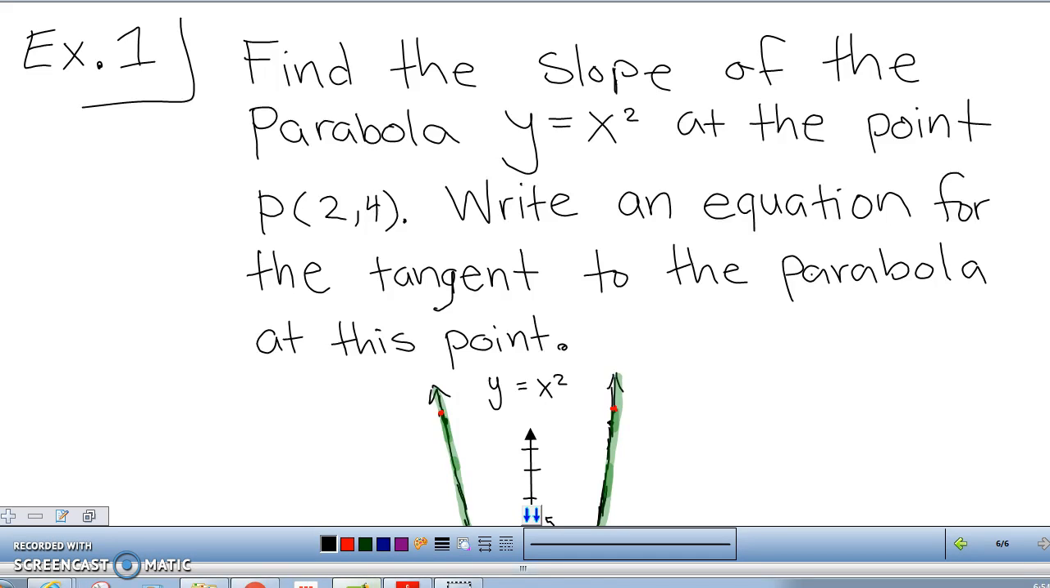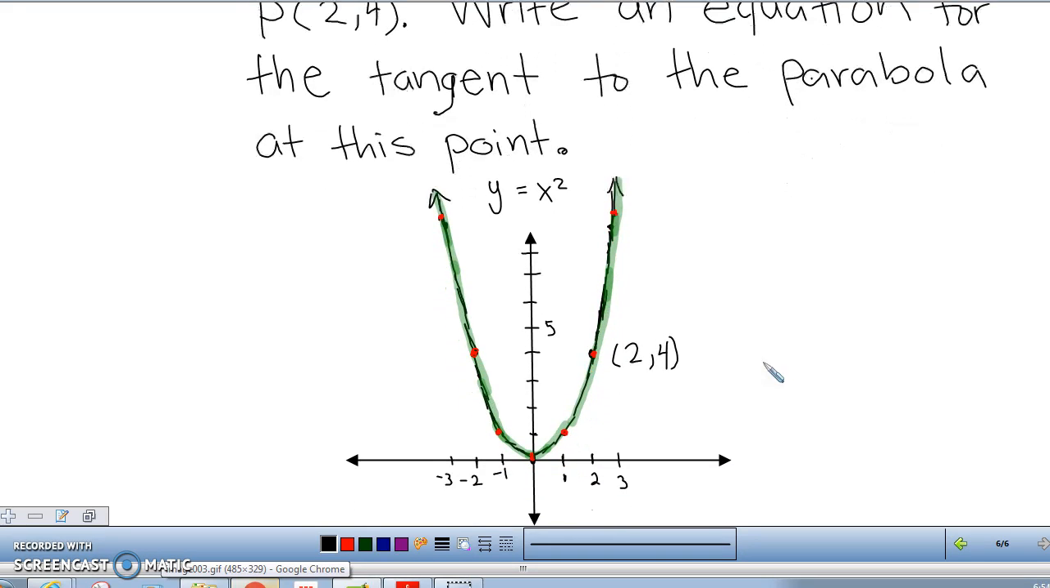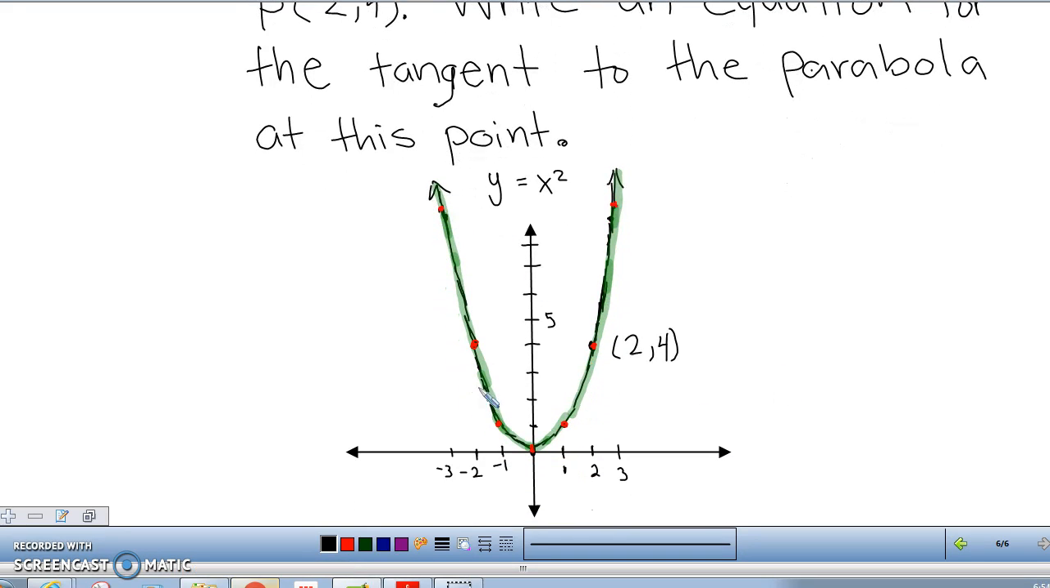Okay, so we all know what the graph of y equals x squared looks like by now. We know that this is just a pretty standard parabola. Okay, and here's the point P(2, 4).